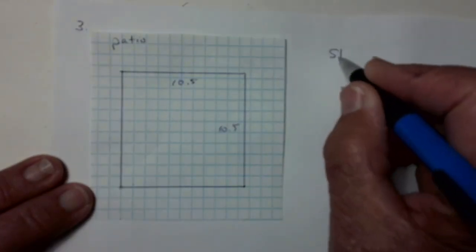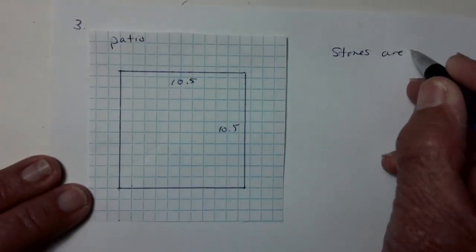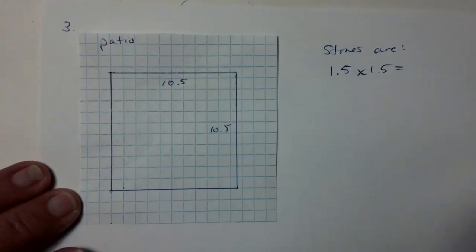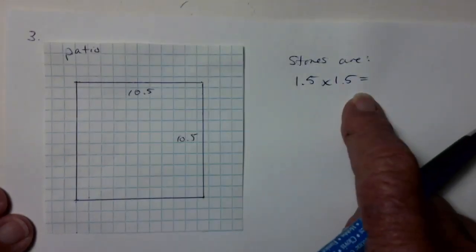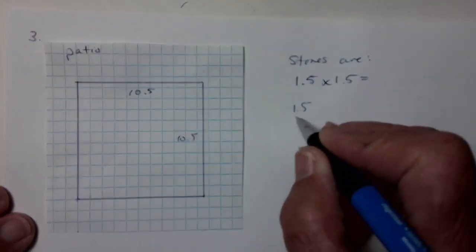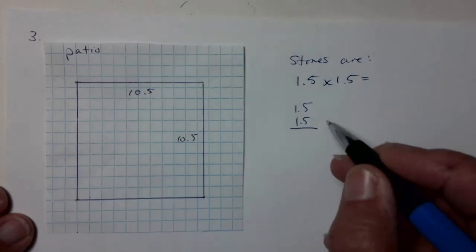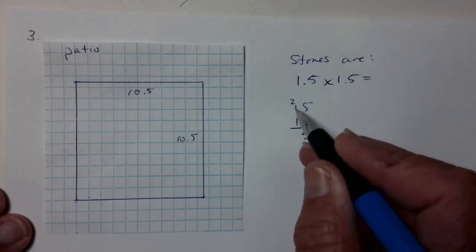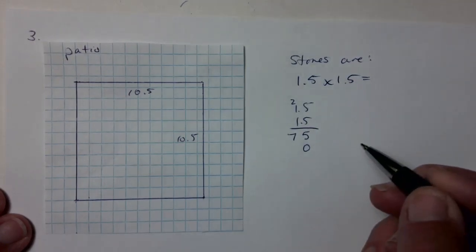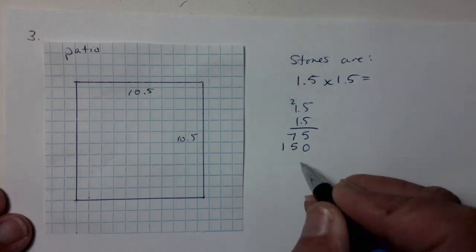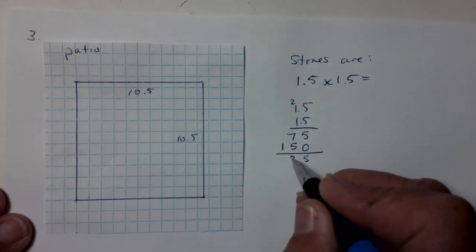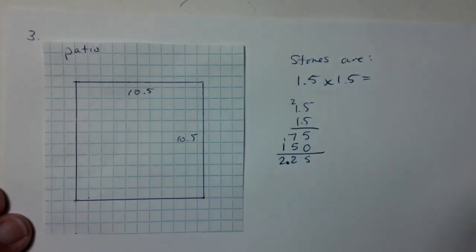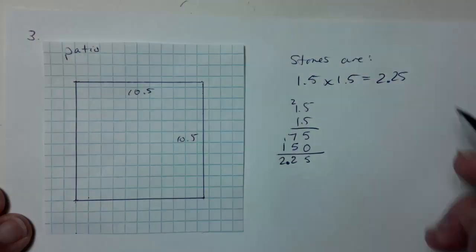So the stones are 1 1/2 by 1 1/2. If I want to find the area of a stone, I need to multiply these two numbers together. So let's do that. 1.5 and 1.5. Practice multiplication of our decimals. 5 times 5 is 25. Write down the 5 and carry the 2. 5 times 1 is 5 and 2 is 7. 0. 1 times 5 is 5 and 1 times 1 is 1. That's a 5. 7 and 5 is 12. That's 22. And I have 2 decimal places, so it's 2 and 25 hundredths. 2.25 for each stone.